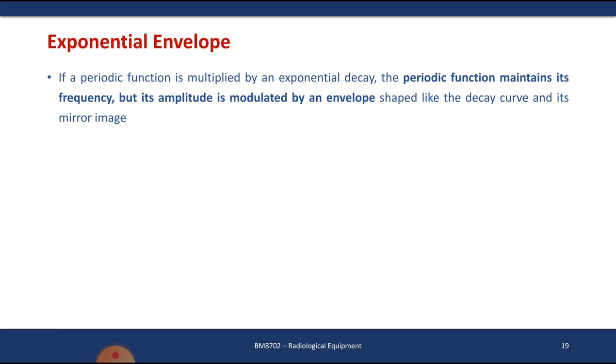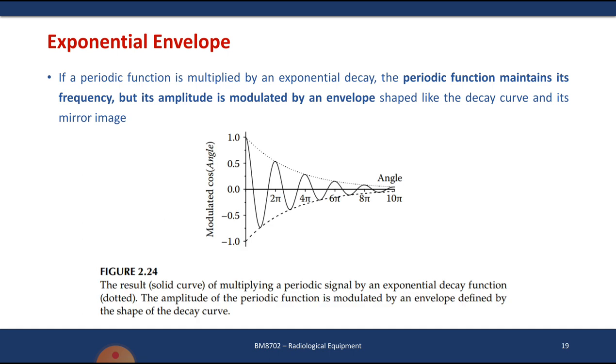Next thing is exponential envelope. If a periodic function is multiplied by exponential decay, the periodic function maintains its frequency, but its amplitude is modulated by an envelope like the decay curve. So this is how the signal looks. When you have a sine signal multiplied by an exponential function, your sine signal will maintain its frequency. This is the cosine signal. The cosine signal will maintain its frequency, but the amplitude will keep on decreasing as per the exponential decay. So this is an exponential envelope. If you look at the outer dotted line, that is the exponential envelope.